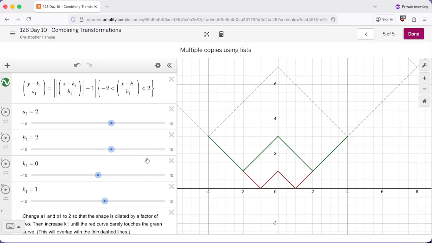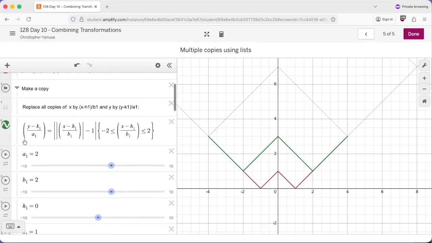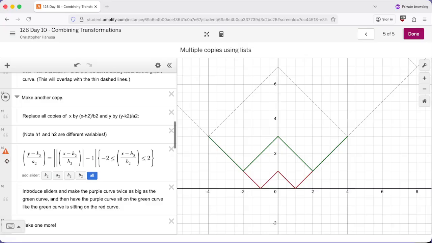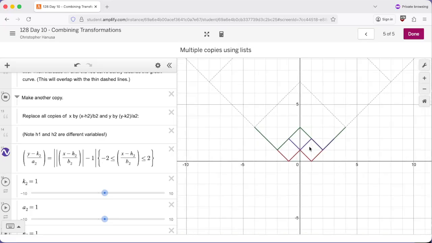Okay, so we want to do that again. We're going to make another copy of this shape, and we're going to choose and put in all these variables. So why don't you try this out first? You want to move this W so that it fills in this dotted line. Try that out.